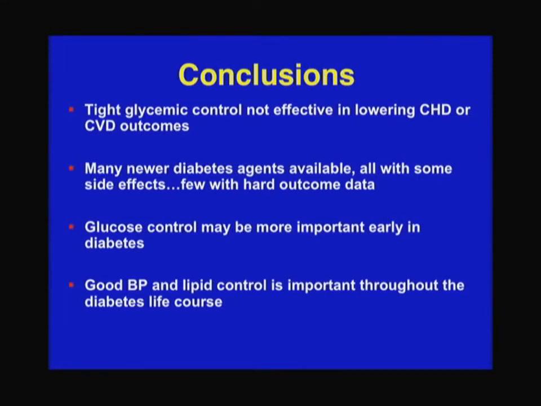So to summarize this section, what we've learned this last 2 years now is that tight glycemic control is not as effective as we had hoped in preventing heart disease that diabetics primarily die from. There are a lot of new drugs available. They all have some side effects, but few with the kind of hard outcome data that we really care about. Blood sugar control is more important early in the disease, so definitely in children, teenagers, young adults.